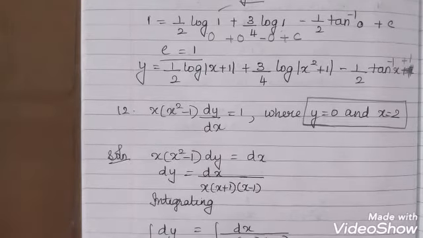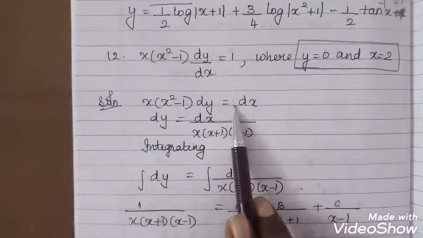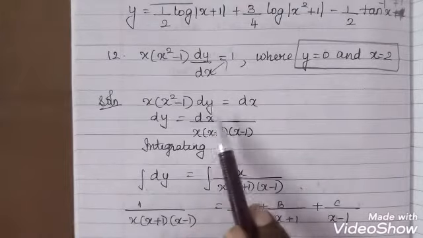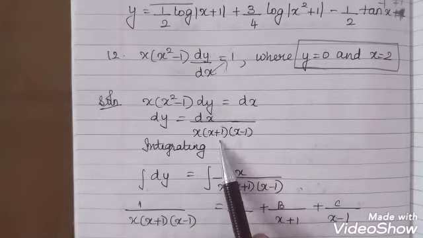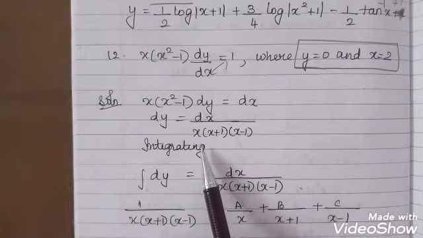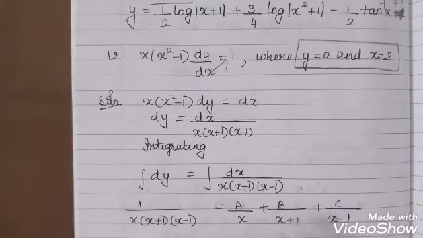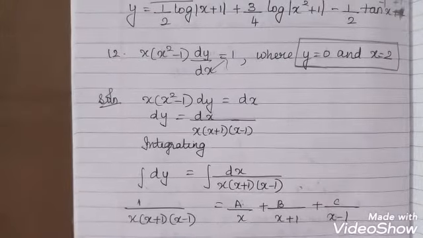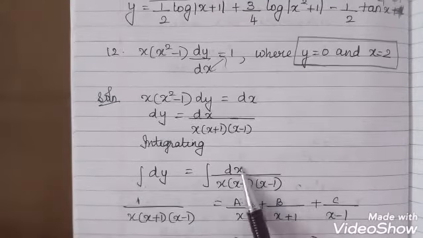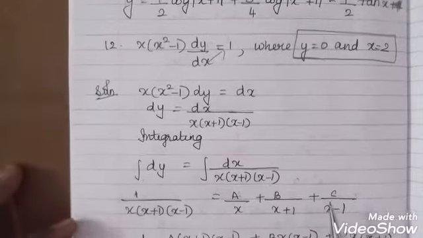Okay. So we will use the variable separable method here. x into x squared minus 1 into dy is equal to dx. When I cross multiply, it becomes dx here. So what is your dy equal to? dx divided by x into x squared minus 1 you get. So this can be written as x into x plus 1 into x minus 1. So what's the next step I'll have to do here? I'll have to integrate both sides. So when I integrate, integral of dy is equal to integral of dx divided by x into x plus 1 into x minus 1. This is what you have here.